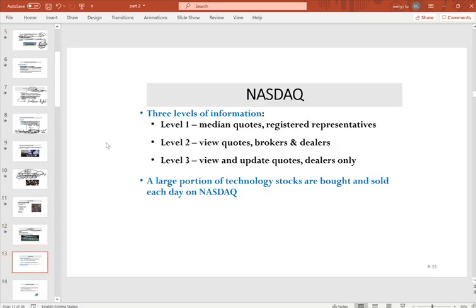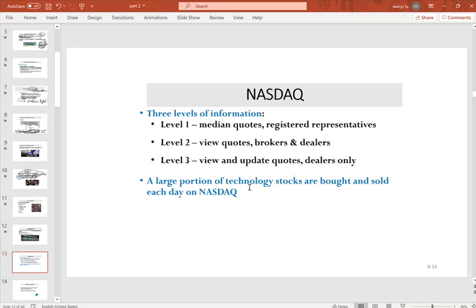There are three levels of information in the Nasdaq. Level 1 is for the immediate quotes. Level 2 is for the view quotes, from registered brokers and dealers. The last one is the highest, Level 3, and it's only for the dealers.